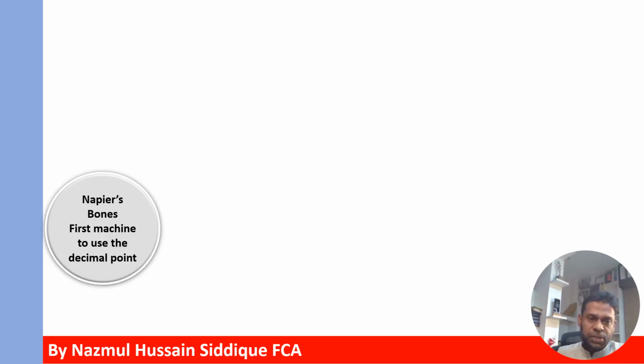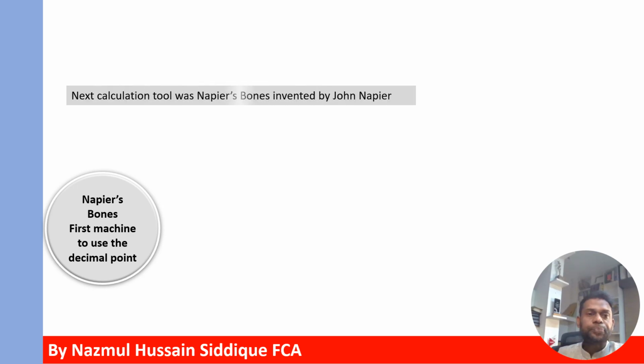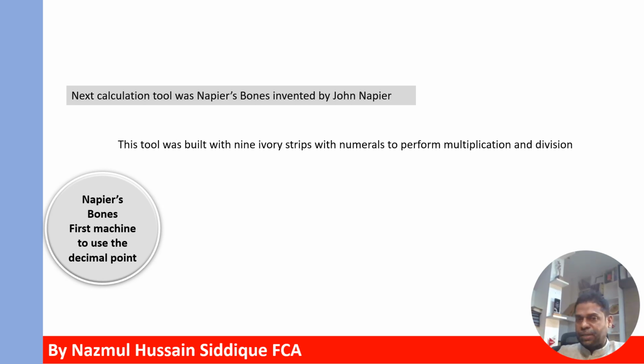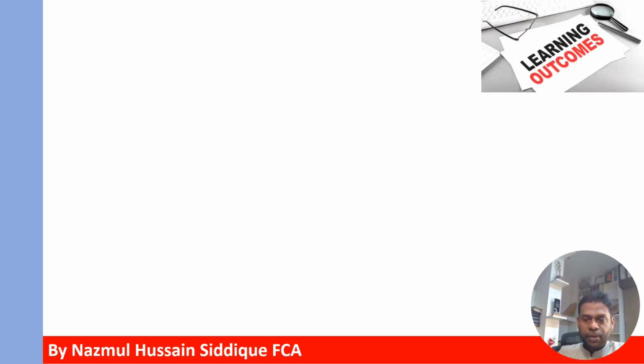Next milestone হচ্ছে Napier's bones. Napier's bones হচ্ছে first machine to use the decimal points. এটা তো ক্যালকুলেশন করা হতো, বাট এখানে decimal point add হয়. Next calculation tool was Napier's bones, invented by John Napier. This tool was built with 9 ivory strips with numerals to perform multiplication and division. It was the first machine to use the decimal point.